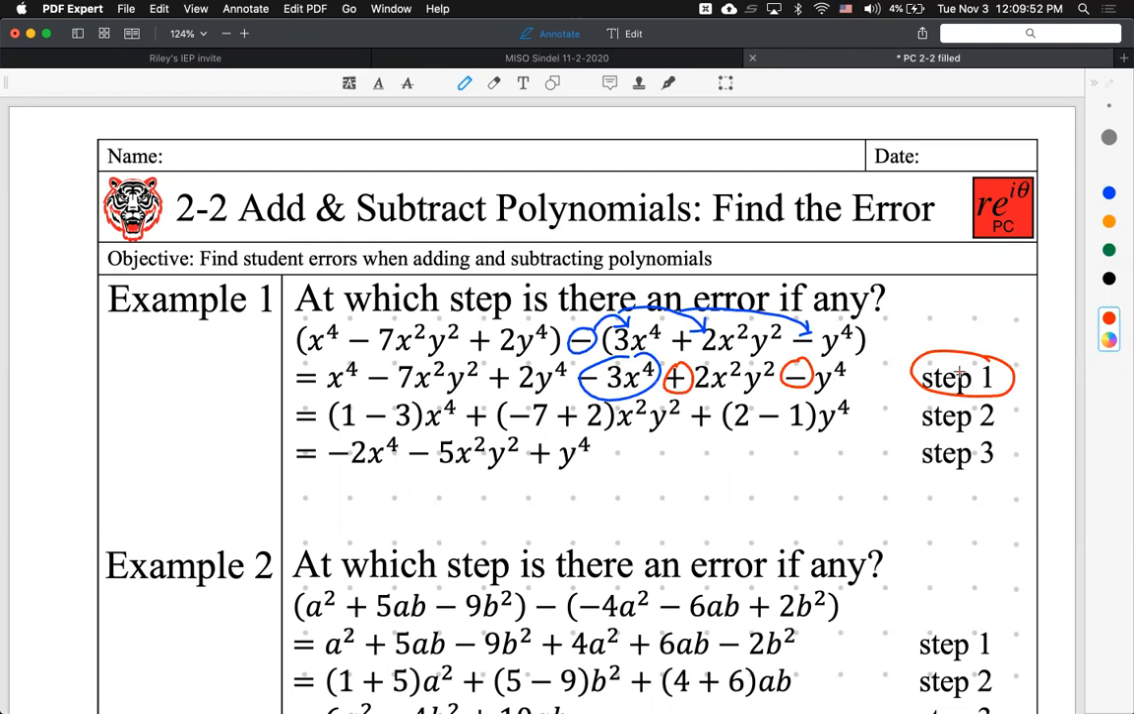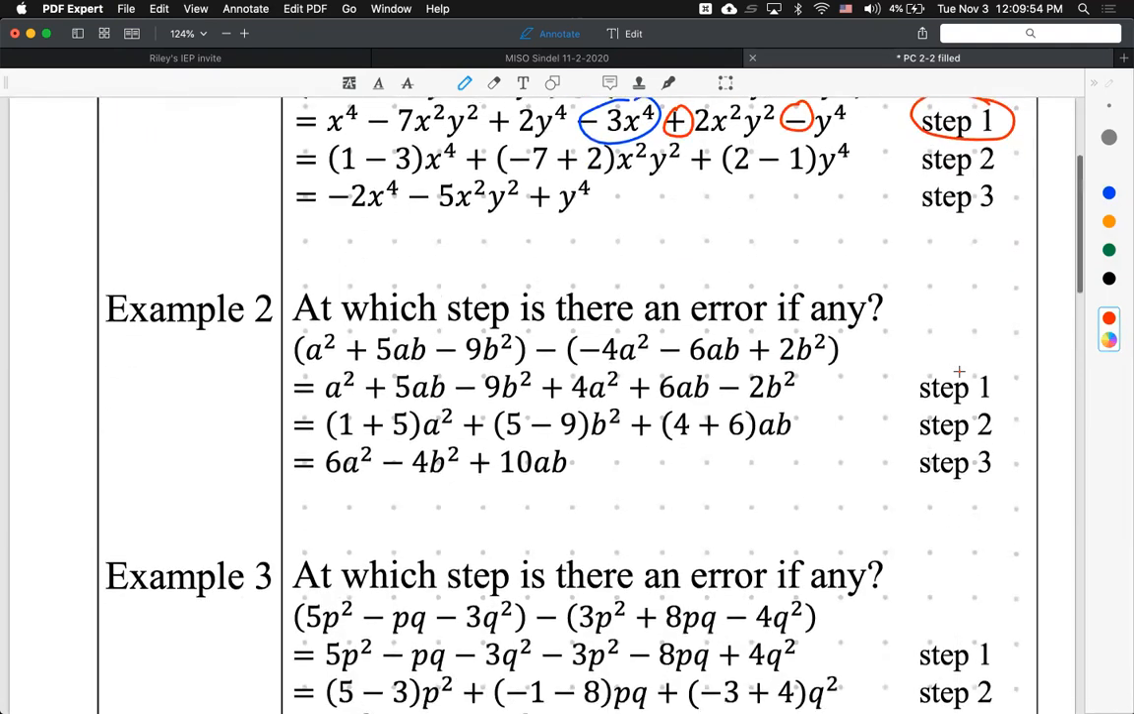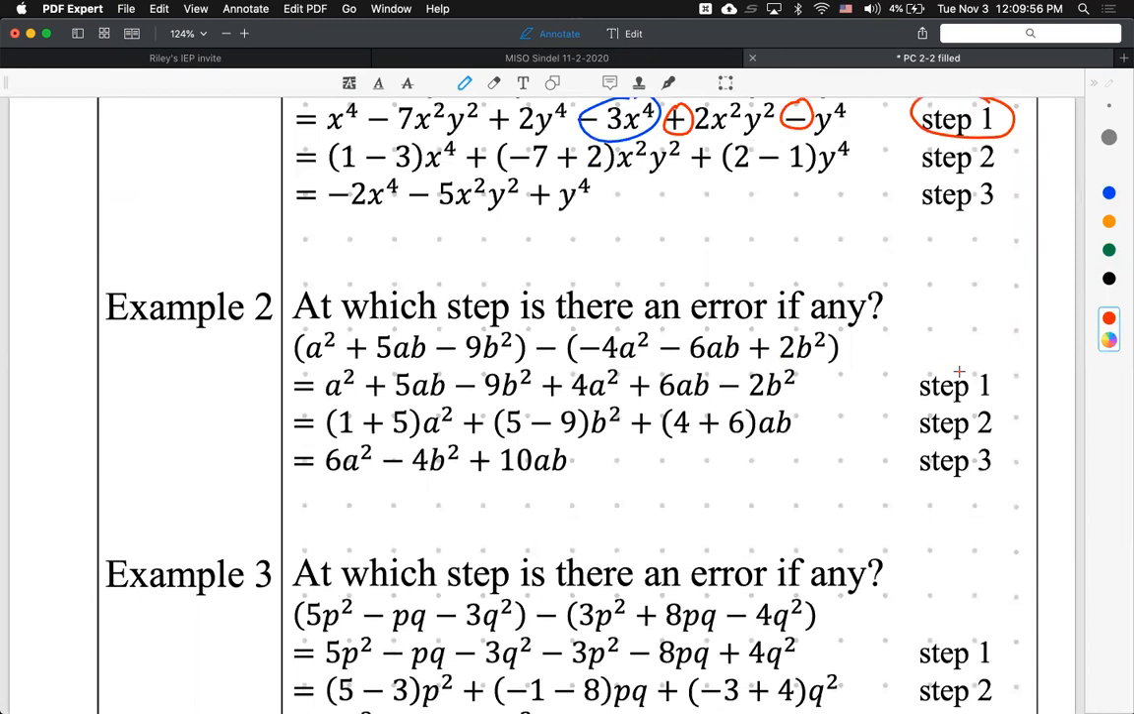Okay, so some more time. Everyone look at example number 2. Look through here. It looks like the last one, the negative, looks like it's distributed correctly this time. So maybe there's no error. Maybe there is an error in step 2 or 3 though. Look through example 2, look through example 3. Once you finish all of example 2 and 3, you can begin on the homework.